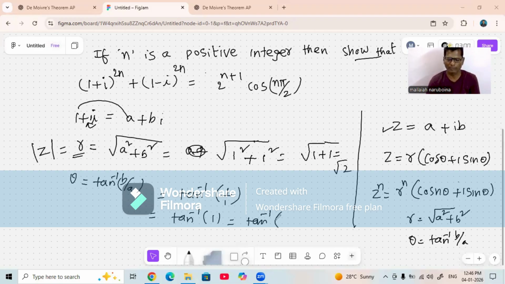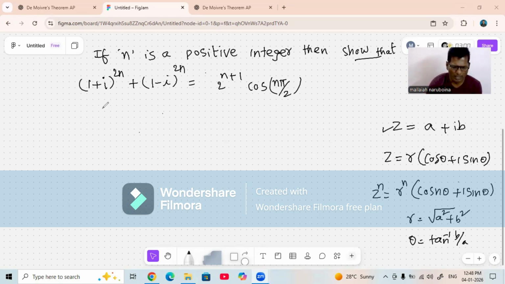Tan inverse 1 is written as tan pi by 4, since tan pi by 4 value is 1. So I am writing here tan pi by 4. Tan inverse tan gets cancelled, and we are left with pi by 4. So the theta value is pi by 4. This is called argument or amplitude.